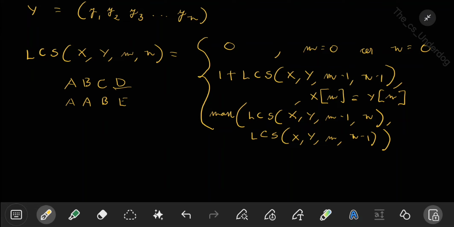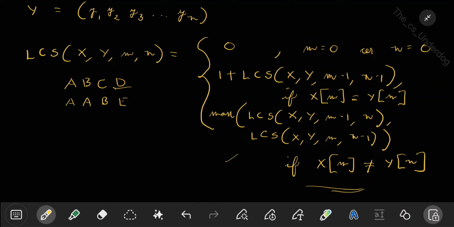So what is the case? This is done. Okay. Here I'll write if, so that you understand this is the condition. Similarly, this is done if x of m matches y of n. What happens if these are not matching? So this is not equal to y of n. In this case, you are going to see both of these. So at this point, we are clear with how to solve the problem. So you know that if you use this recursive formula, you are 100% going to get the right answer.